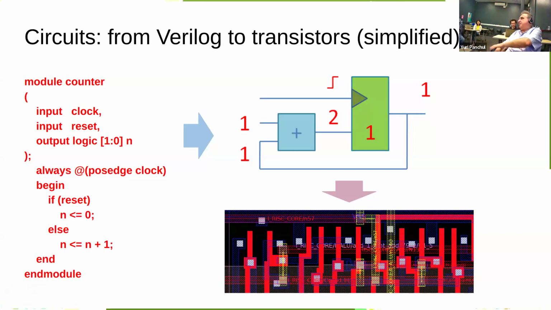And this voltage, back in the 70s, was 5 volts, then it became 3.3 volts, and now it's less than 1 volt. Because when you lower the voltage, you reduce power, because power is proportional to the square of the voltage and to the frequency.